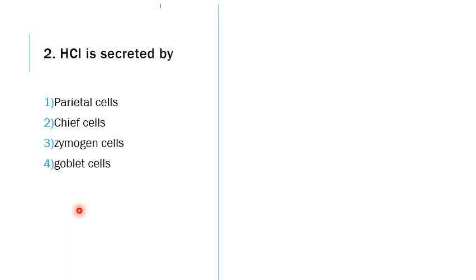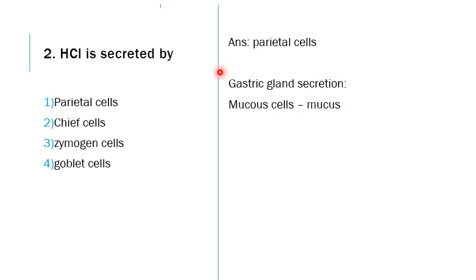Second question: hydrochloric acid is secreted by which cells? The options are parietal cells, chief cells, zymogen cells, and goblet cells. The answer is parietal cells. Among the gastric gland secretions, mucous cells secrete the mucus for protection. The chief cells, otherwise called the zymogen cells, are the precursor cells of inactive forms of enzymes, because pepsinogen is an inactive form.